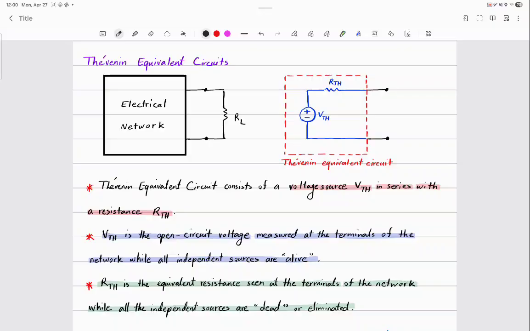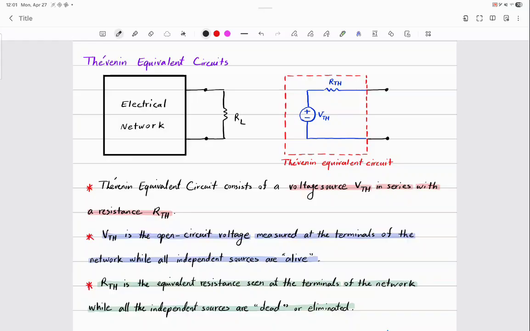So Thevenin equivalent circuit consists of a voltage source in series with a resistor. And Norton equivalent circuit is a current source in parallel with the same resistor. You need to know how to calculate these parameters, these quantities. For example, what should you do if you want to calculate the Thevenin voltage?